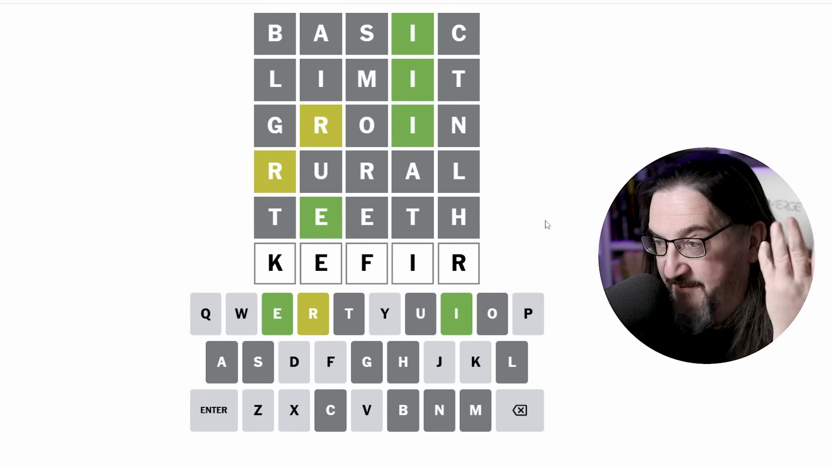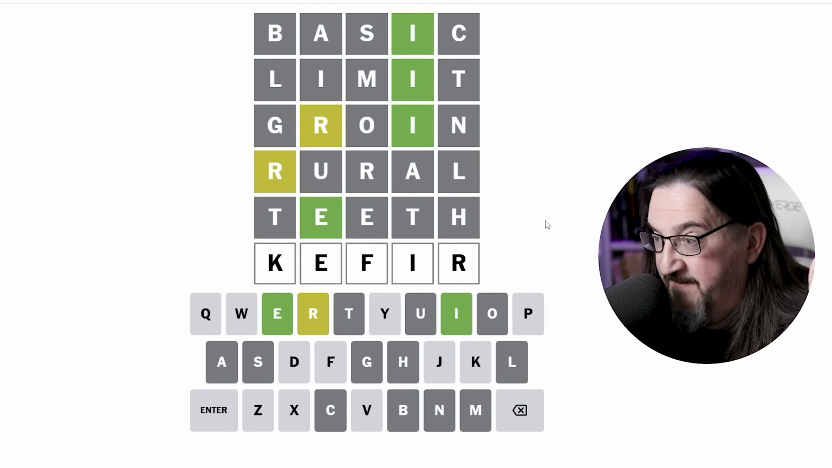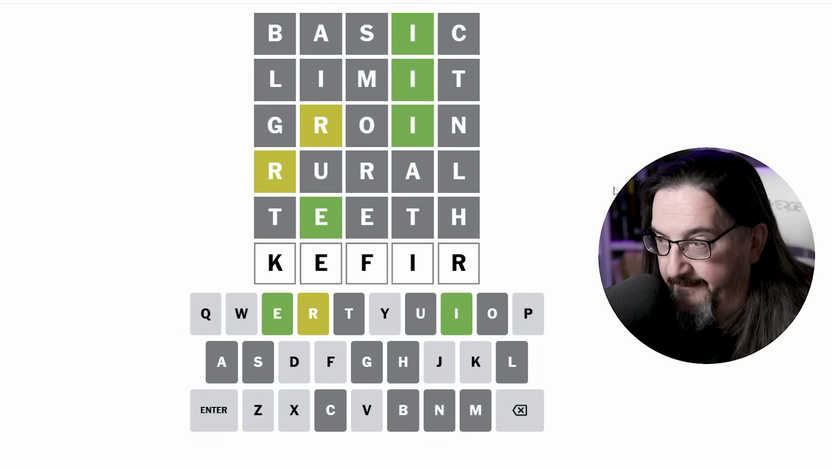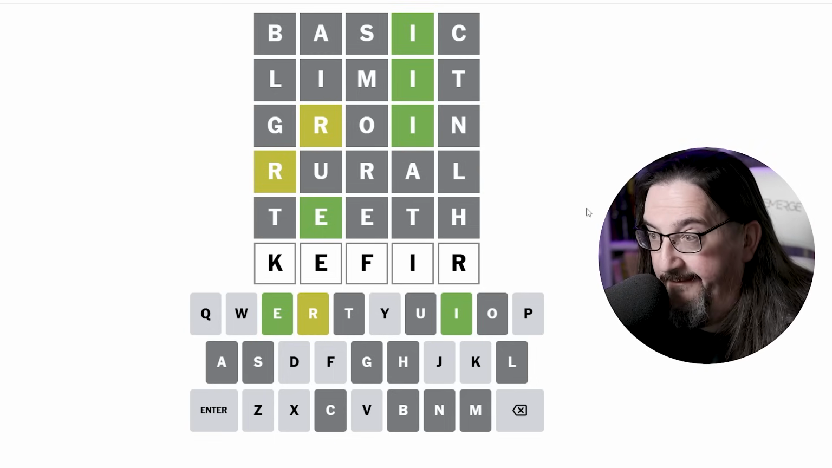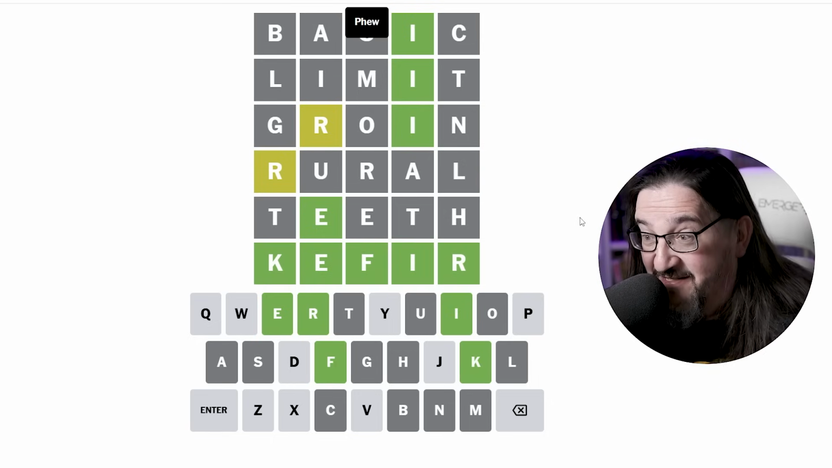Oh, goodness. Well, I guess that's better than surrendering. And if it's not a word, I'll keep working it, right? All right. Well, that's it. Is the answer to today's puzzle the word kefir? Yes, it is.